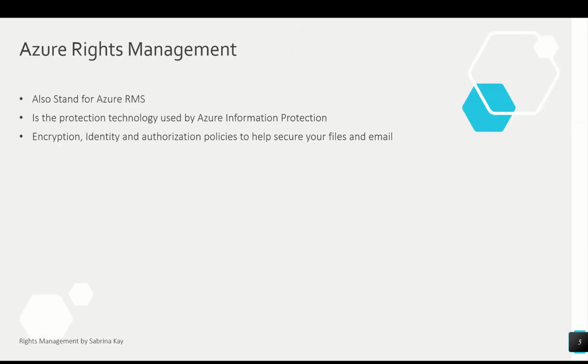Moving on. So let's talk about Azure Rights Management. There is a shorter term for Azure Rights Management, which we call Azure RMS. It is actually a protection technology used by Azure Information Protection. Another abbreviation for this is AIP. Next, it combines encryption, identity, and authorization policy to help secure your files and email.